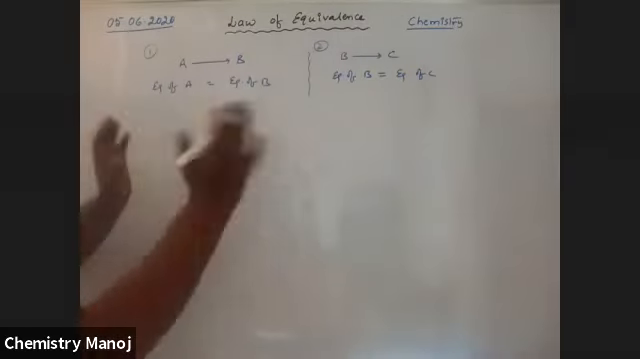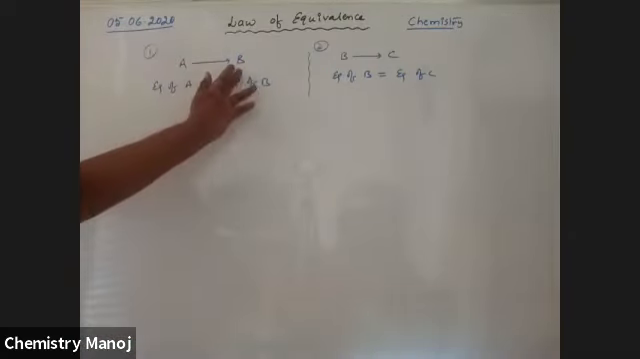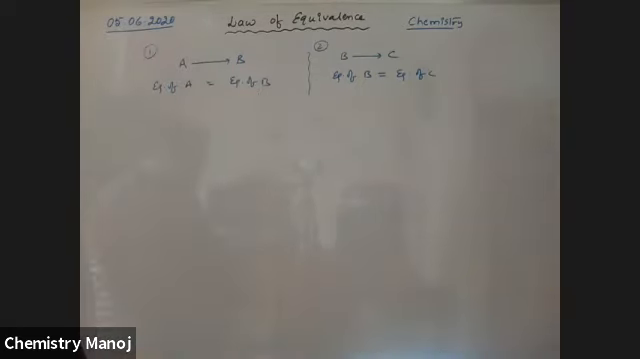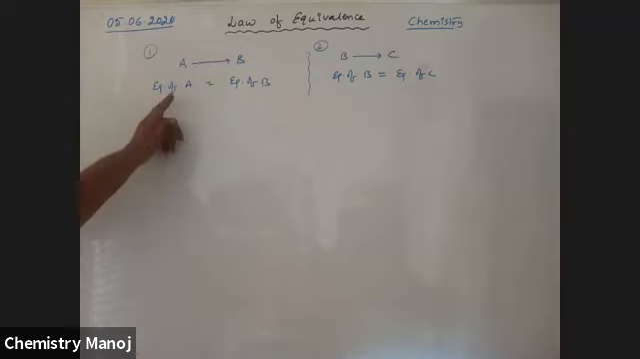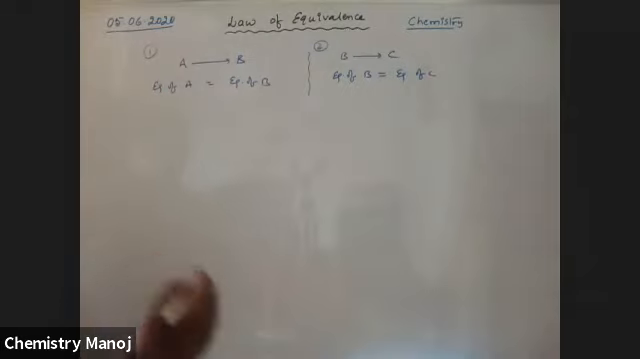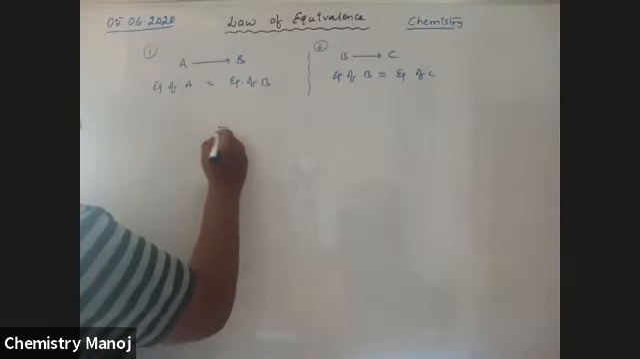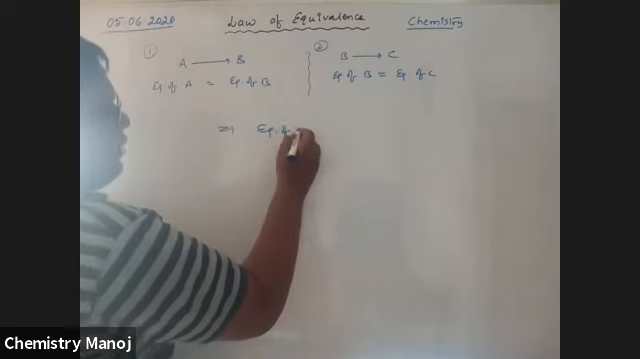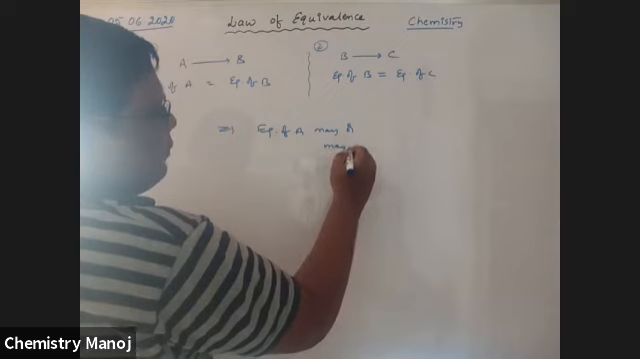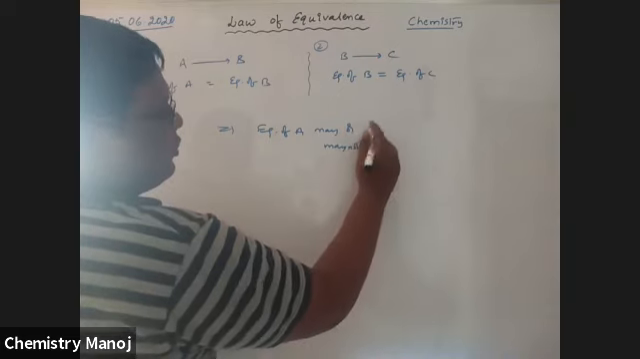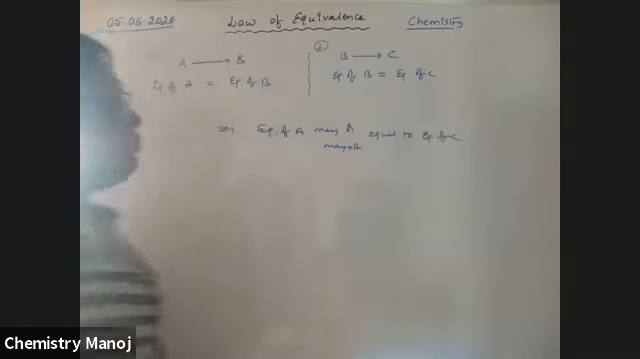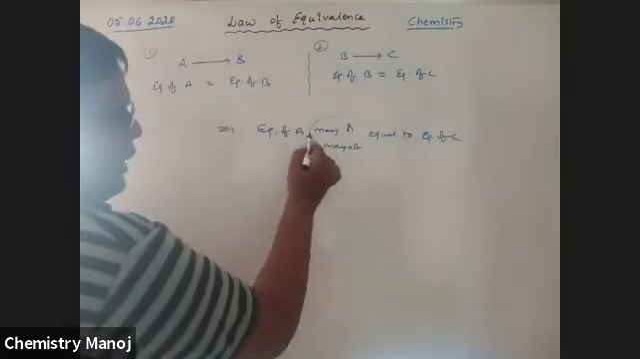These two reactions are entirely different reactions. In the first reaction, B is the reactant and A is the reactant; in the other, B is a reactant as well. So equivalents of A is equal to equivalents of B, but here equivalents of B is equal to equivalents of C. That implies equivalents of A may or may not be equal to equivalents of C. Very, very important: it may be equal or may not be equal.